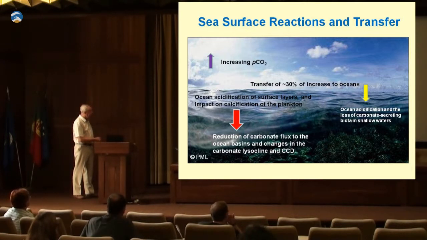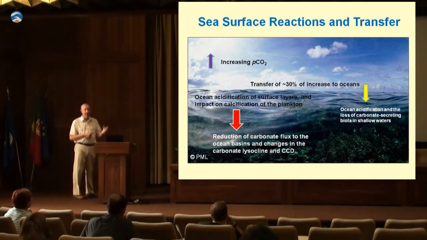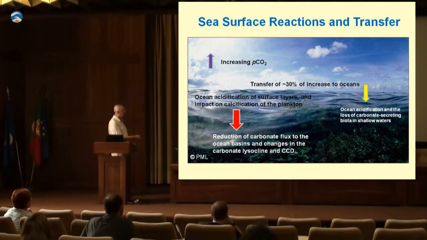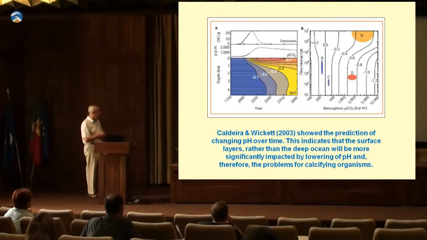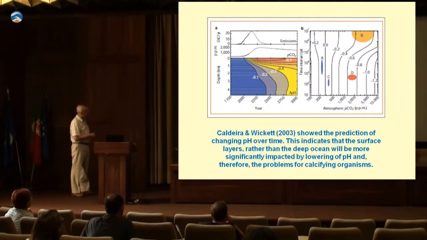But of course, the change in the carbonate flux to the sea floor does change the lysocline and the CCD, but it's very much through the process, not of the primary ocean acidification. And of course, when we look at Caldeira and Wickett's model, their impact is very much in that surface layer, not deeper in the water column.